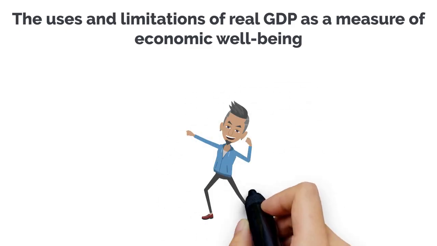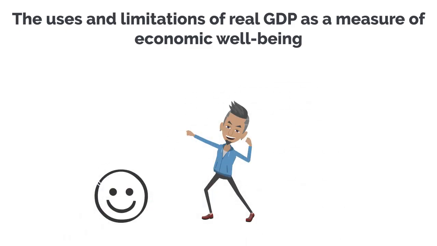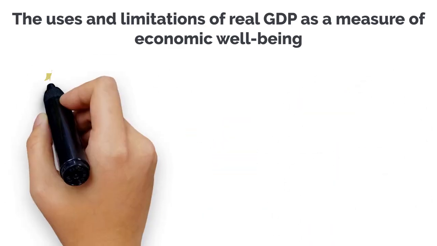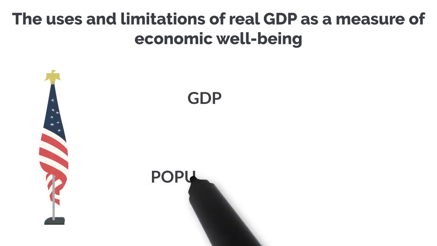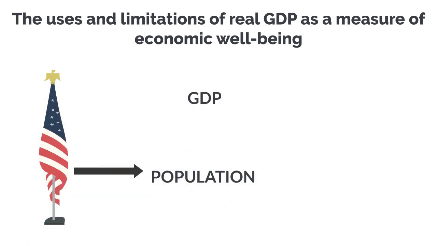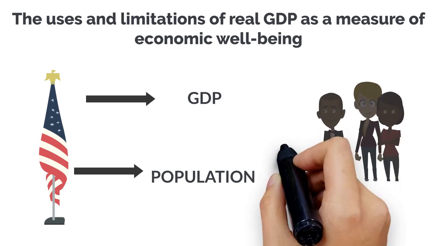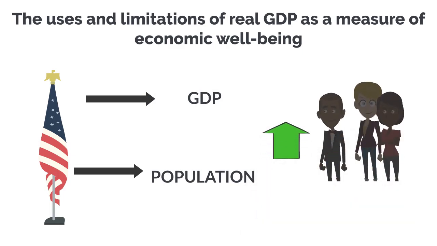Quality of life, or well-being, is the standard of health, happiness, security, and material comfort of an individual, a group of people, or a nation. The real GDP per capita is the real gross domestic product of a nation divided by the nation's population. This measure is an indication of the average income of a nation's people.